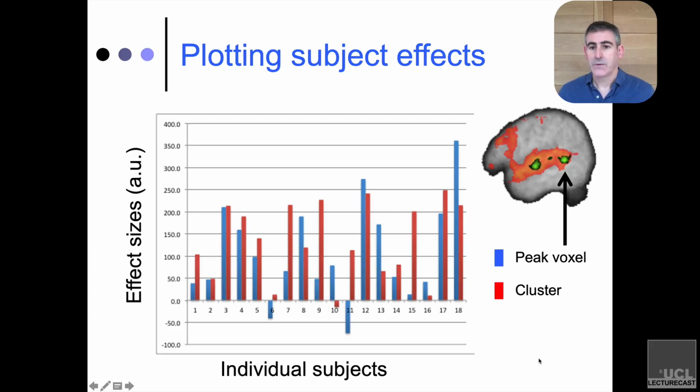So if you're going to quantify how consistent your activations are across your participants, then plotting the subject effects is a sensible way to do it, for either peak voxels of interest or perhaps clusters of interest, depending on what you think is the right way to do it.